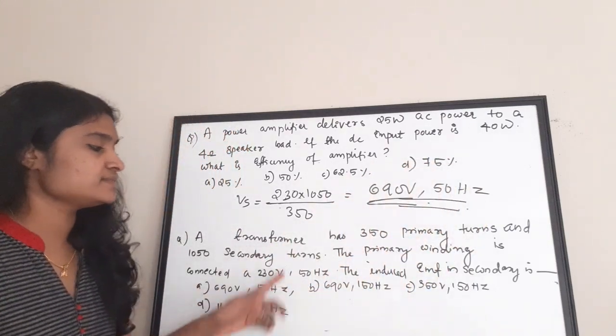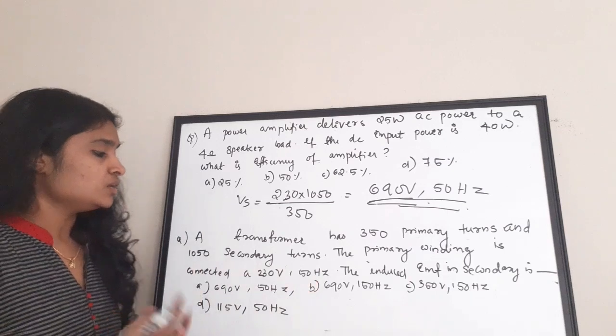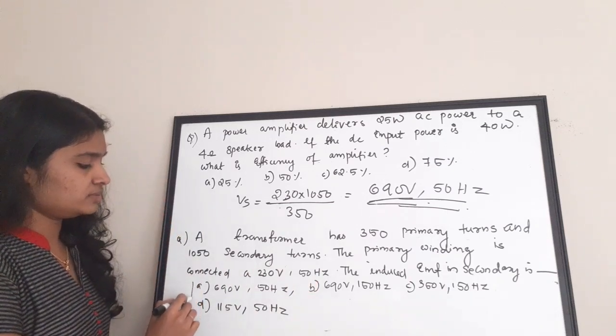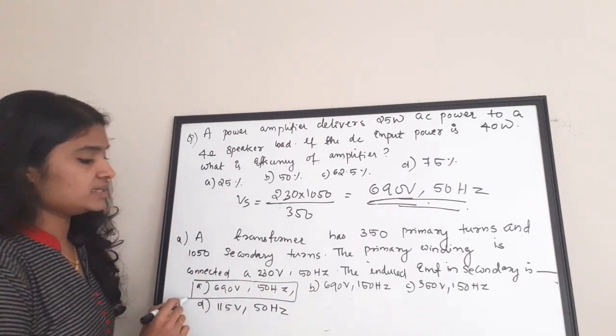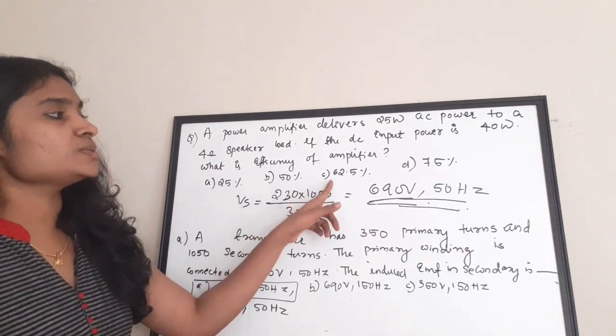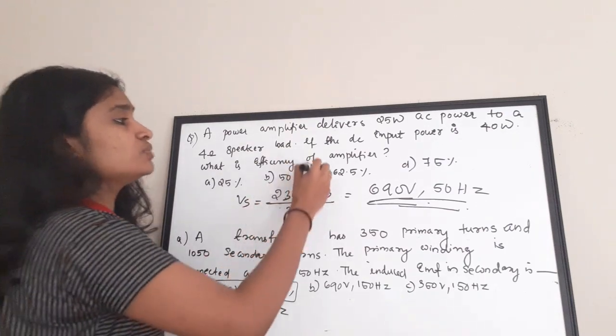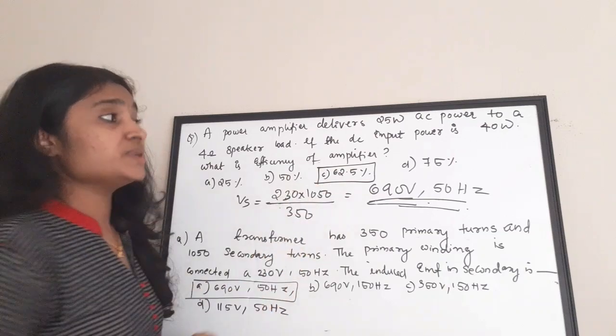Okay, so the correct option is option A, which is 690 volt and 50 hertz. And for the previous question, the correct answer was option C, 62.5%.